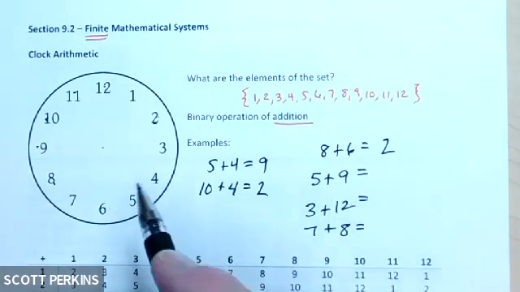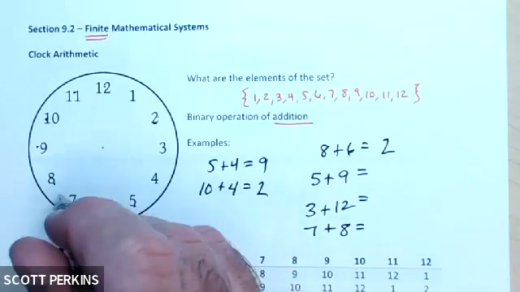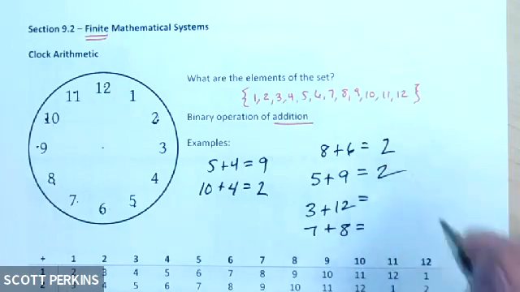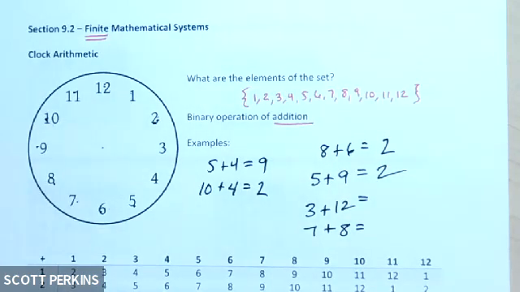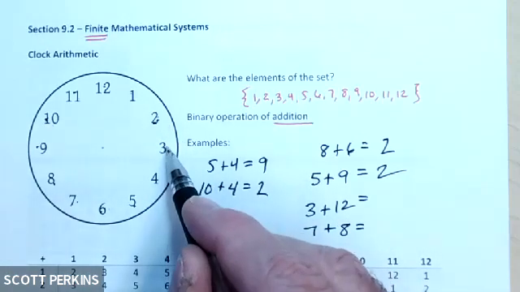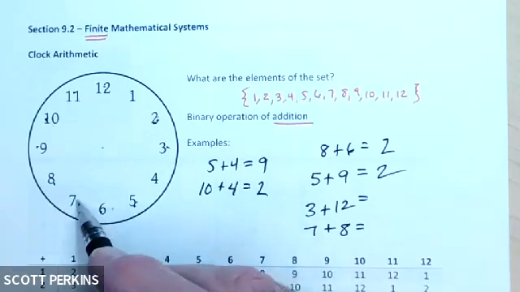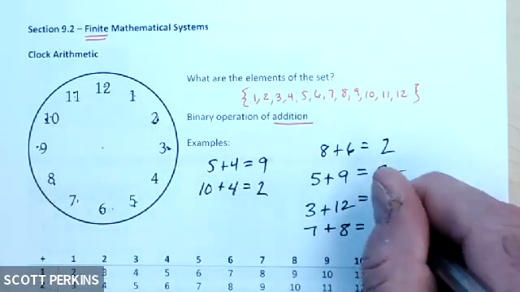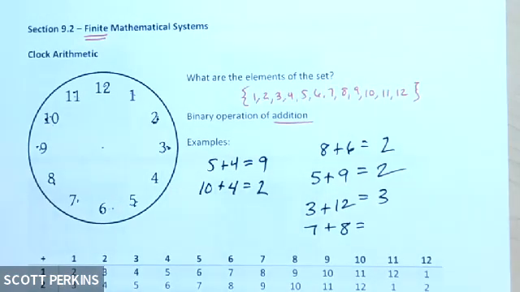5 plus 9, if I'm at 5, then I go 1, 2, 3, 4, 5, 6, 7, 8, 9. I did not do that intentionally, but I'm at 2 again. So I must have subconsciously had 2 on the mind. Okay, 3 plus 12. When I start at 3, I go 12, 1, 2, 3, 4, 5, 6, 7, 8, 9, 10, 11, 12. I end up back where I started. So 3 plus 12 is 3.